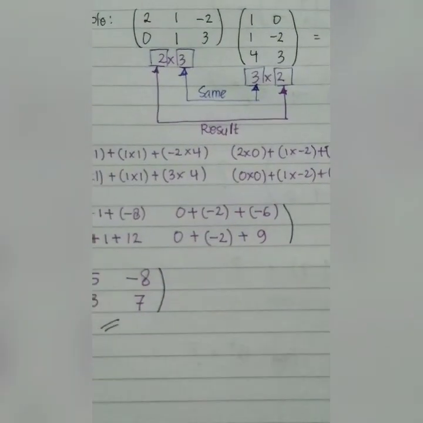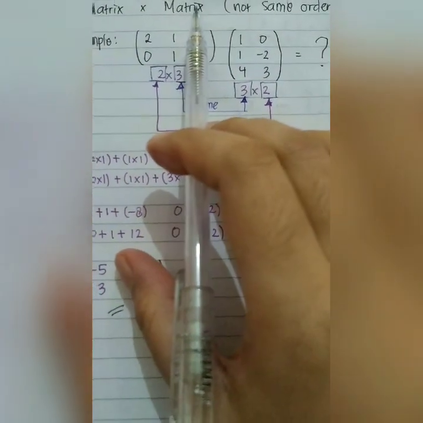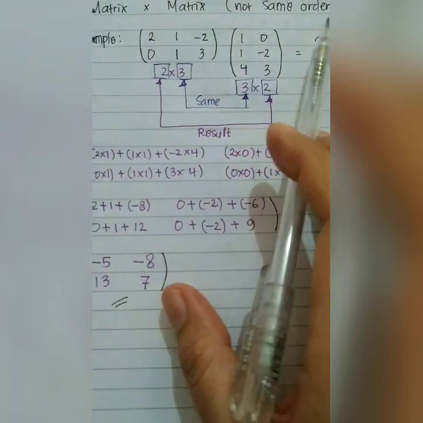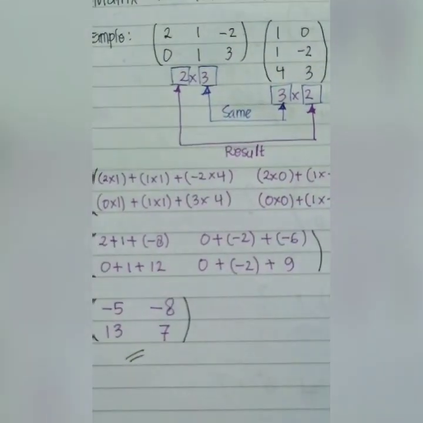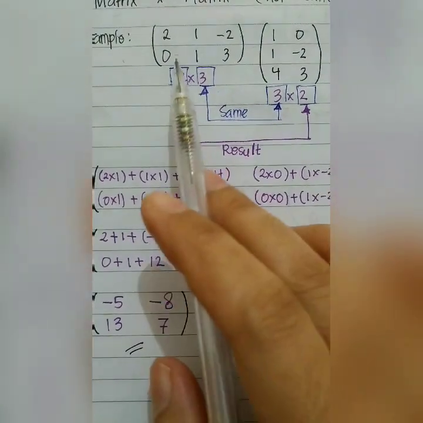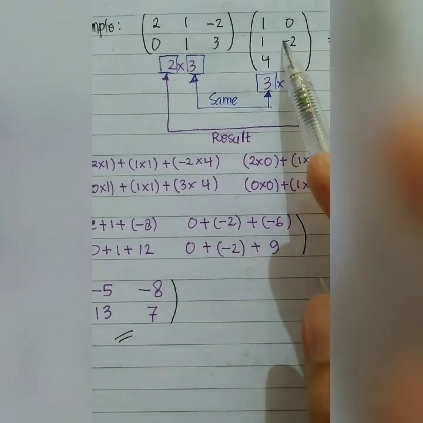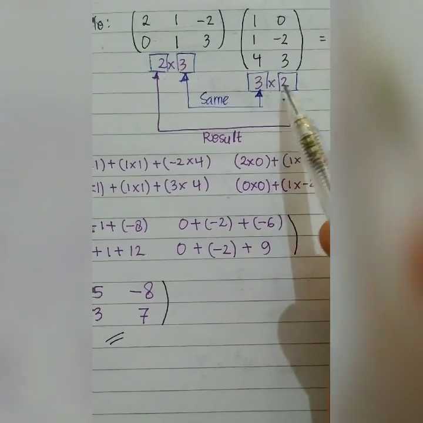Now, how about the next one: matrix times matrix, where the matrices do not have the same order. For example, I have this matrix with order 2 by 3, and then I would like to multiply it with a matrix with order 3 by 2.